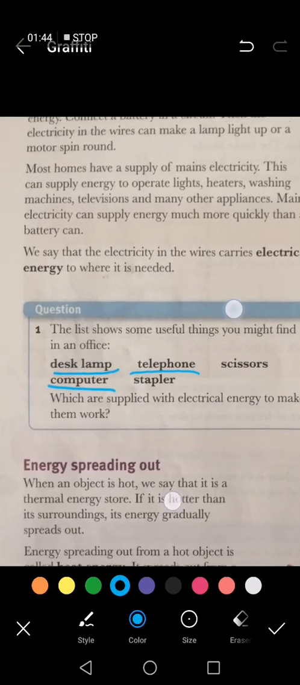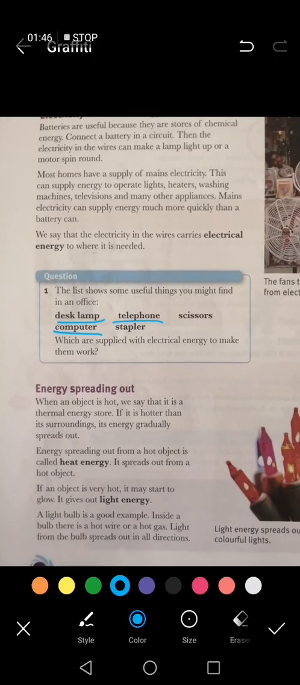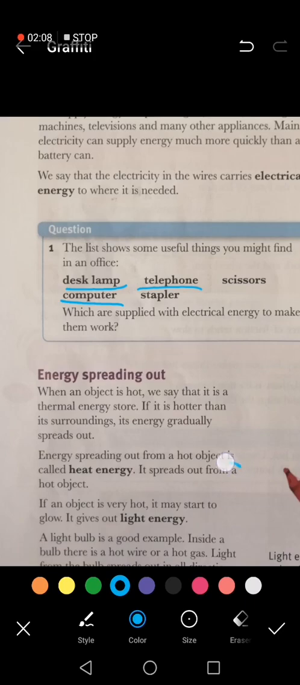Now, energy spreading out. Here we know that when stored, heat is called thermal energy. This thermal energy gets lost very, very fast because the heat radiates and spreads out to the atmosphere. Now, energy spreading out from a hot object is called heat energy. It spreads out from a hot object. Here, this is called heat energy.